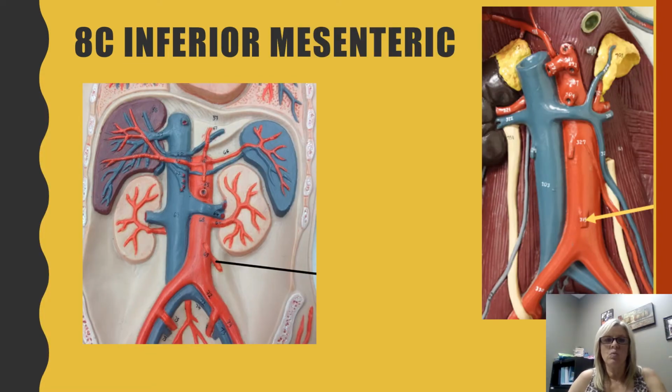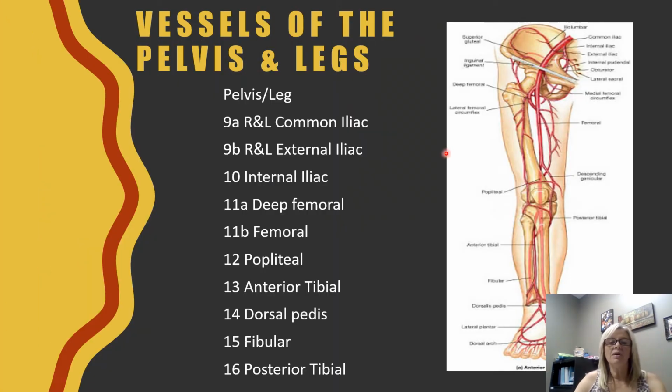So I've already mentioned this one, but this is going to be the third main branch from the abdominal aorta. It's going to be located near about L3, lumbar 3 vertebrae. It's going to supply the large intestine. This is the inferior, so we've got superior mesenteric and then inferior mesenteric artery. So we're going to move on now to the vessels of the pelvis and the lower legs.